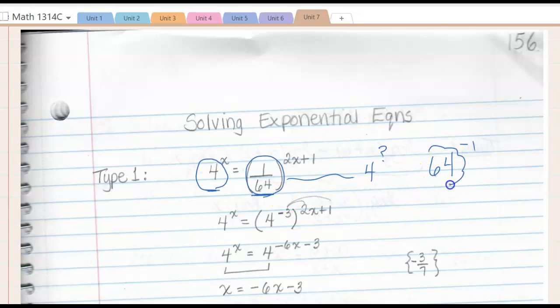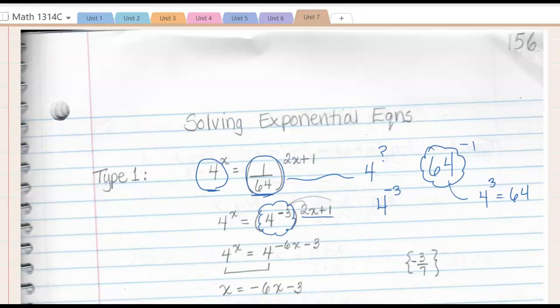So the next question is, can I write 64 in terms of 4 to some exponent? And the answer is yes. We should know that 4 cubed is equal to 64. So that means I can rewrite this particular fraction of 1 over 64 as 4 to the third power, but with a reciprocal, and that's why it needs that negative exponent. And that's what we see inside our parentheses here. We still have the exponent of 2x plus 1, and that's okay.